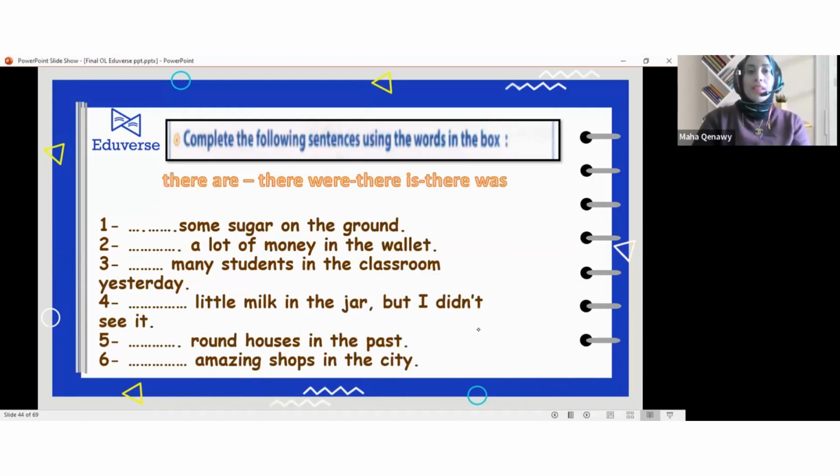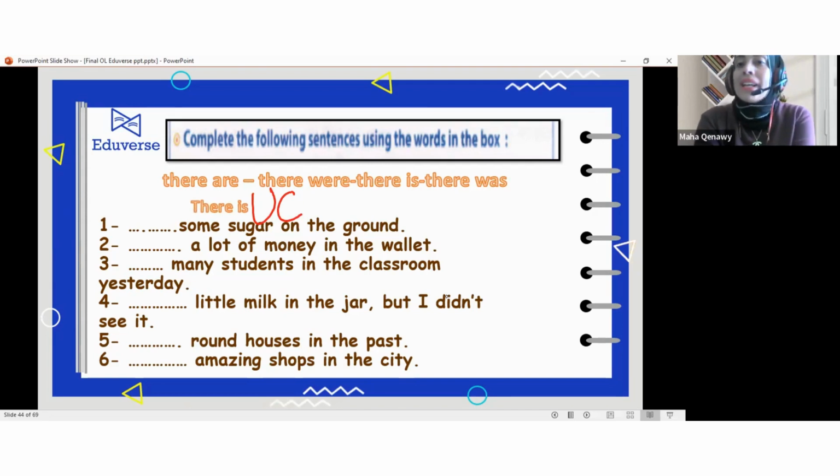Remember, there are many things now. There were many things in the past. There is something now. There was something in the past. Some sugar on the ground. Is there any sign, my friend, any sign of the past? Did they say yesterday, last, or ago? No. So supposedly it should be in the present. What about sugar? Is it singular or plural? Sugar is one of the uncountable words. So uncountable words take singular. There is some sugar on the ground.